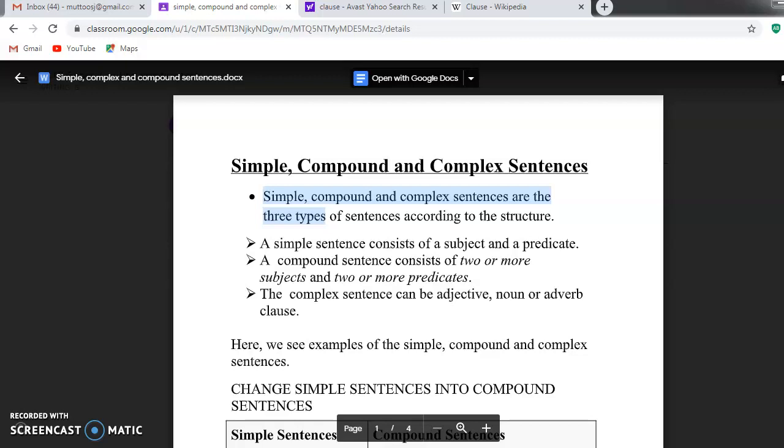A dependent clause is that which cannot stand alone. It is related with the independent clause.